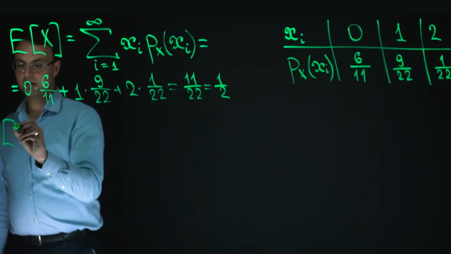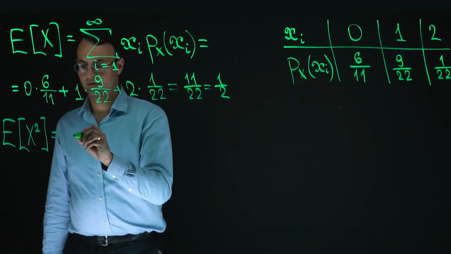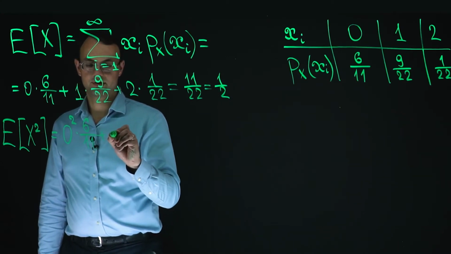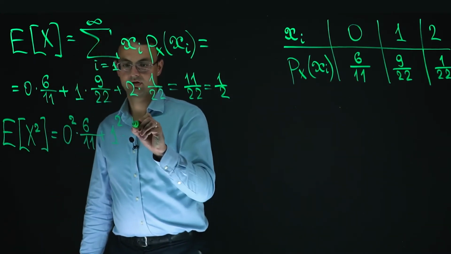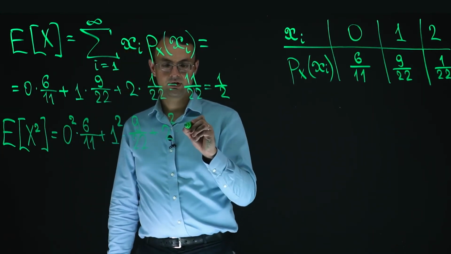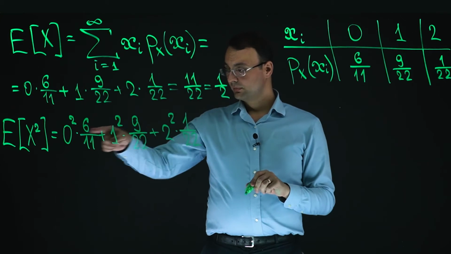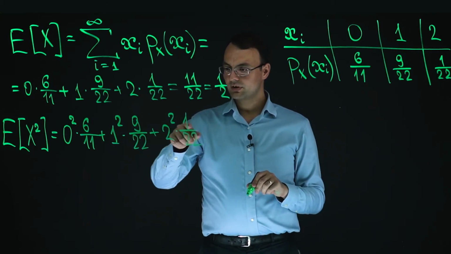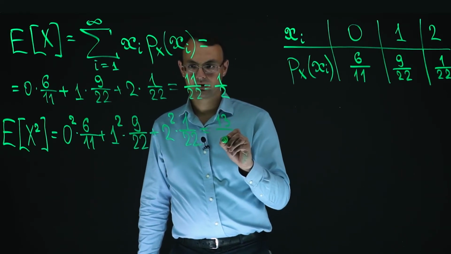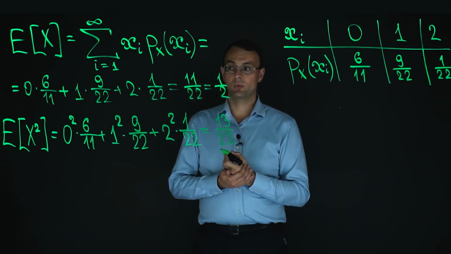So E of x squared is 0 squared times 6 over 11 plus 1 squared times 9 over 22 plus 2 squared times 1 over 22. So this is 0 plus 9 over 22 plus 4 over 22. 9 plus 4 is 13. So 13 over 22. This is E of x squared.